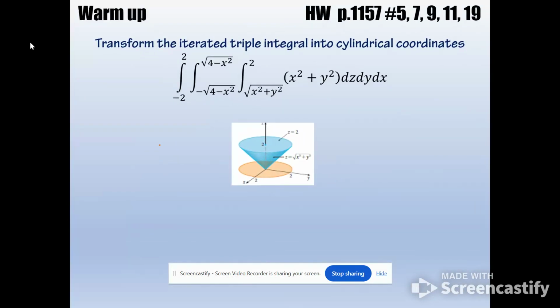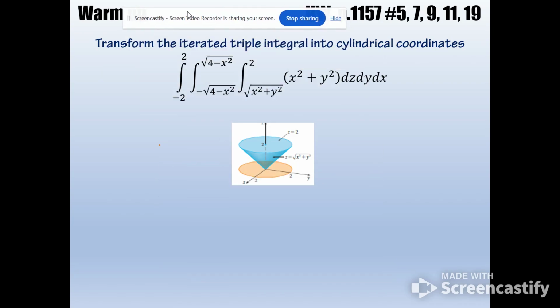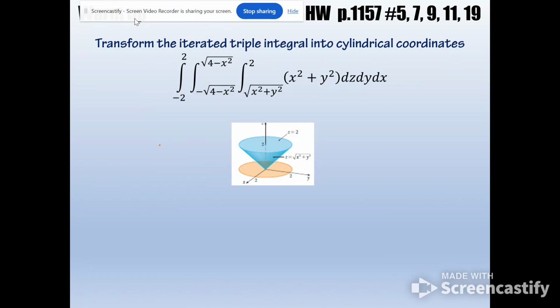So, we're gonna start our last topic of the whole semester, and it is going to involve triple integrals. So I do want to review a little bit about triple integrals. That's why I don't want you to do anything with this. Just want you to transform it into cylindrical coordinates. Remember, cylindrical coordinates is when you have symmetry around the z-axis and you can basically do polars with z height.